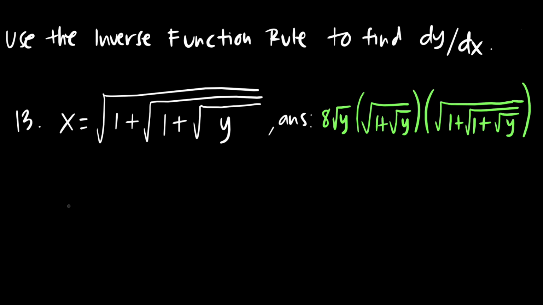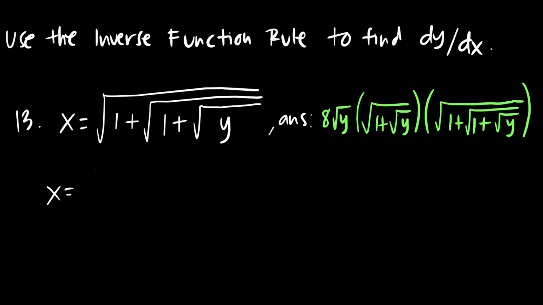For number 13, x is equal to the square root of 1 plus the square root of 1 plus the square root of y. So it's complicated, right? But it is easier than you think. So we'll first find dy over dx. We'll try to find dx over dy, and then we'll convert this to exponent form.